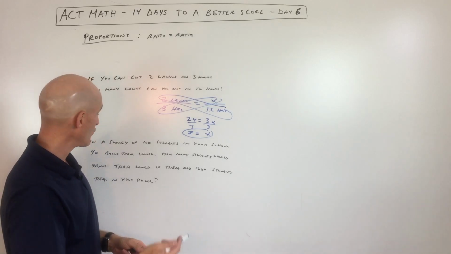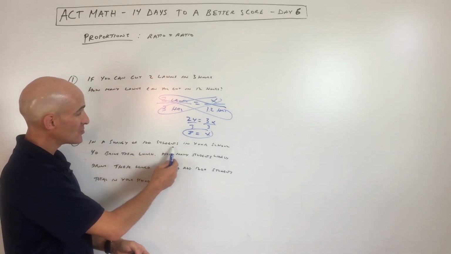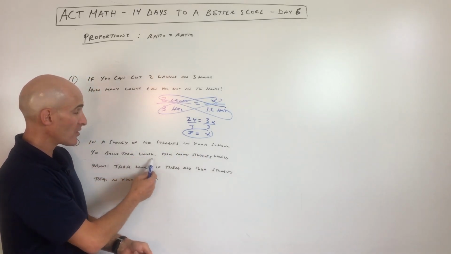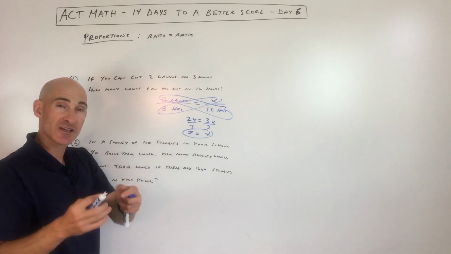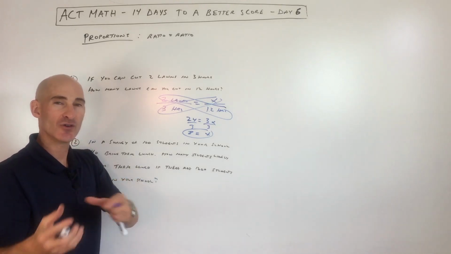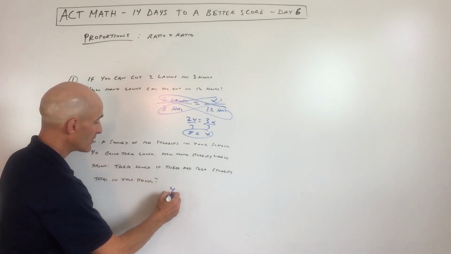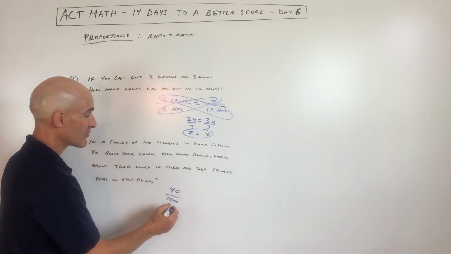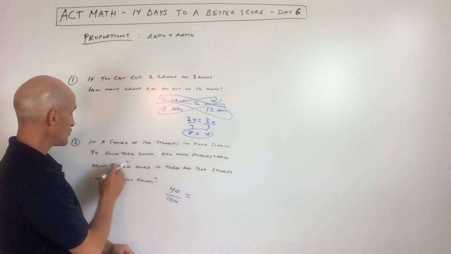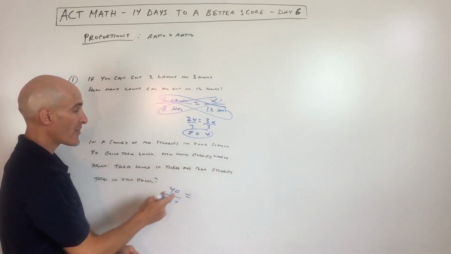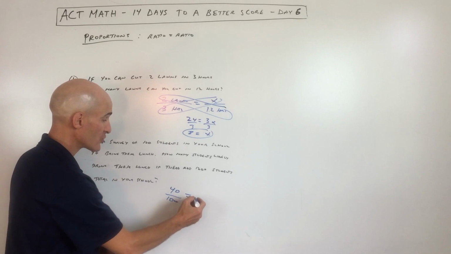One last example here. In a survey of 100 students in your school, 40 bring their lunch. You take a little subset of your school and ask, do you bring your lunch? Do you buy your lunch? And 40 out of 100 bring their lunch. It asks how many students likely bring their lunch if there are 1,200 total students in your school.